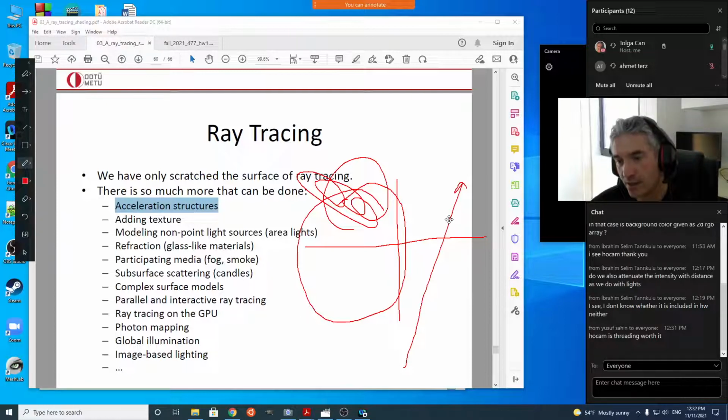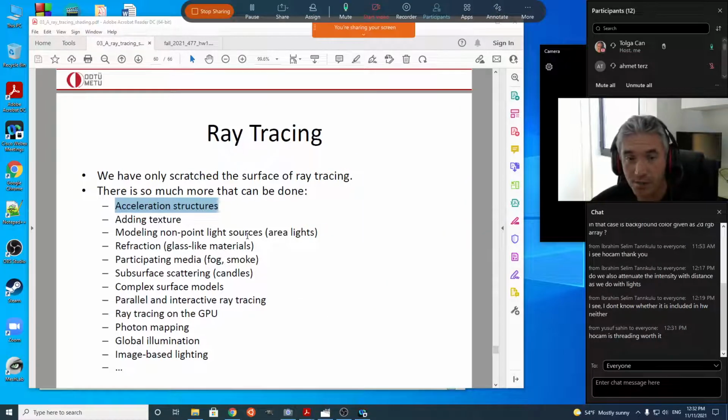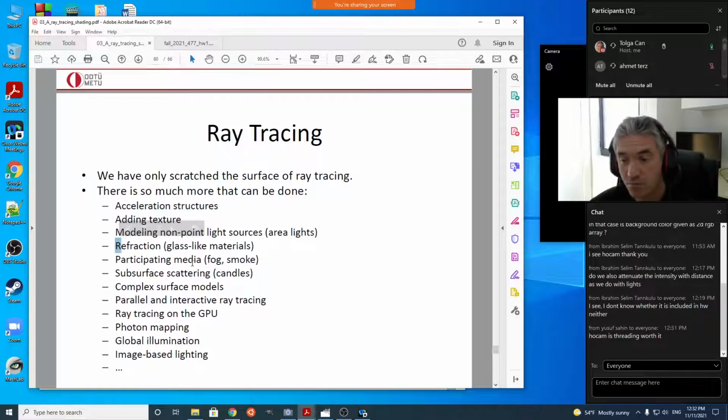But threading, using multiple threads for different parts of your image, is also worth trying. But as I said, it can just provide a linear speed up in terms of the number of threads that you use. The other is really a logarithmic speed up. The reduction will be the log of the number of objects in your scene, so it's tremendous. There are other extensions like modeling non-point light sources, adding textures, transparent objects, refraction, fog, and smoke.